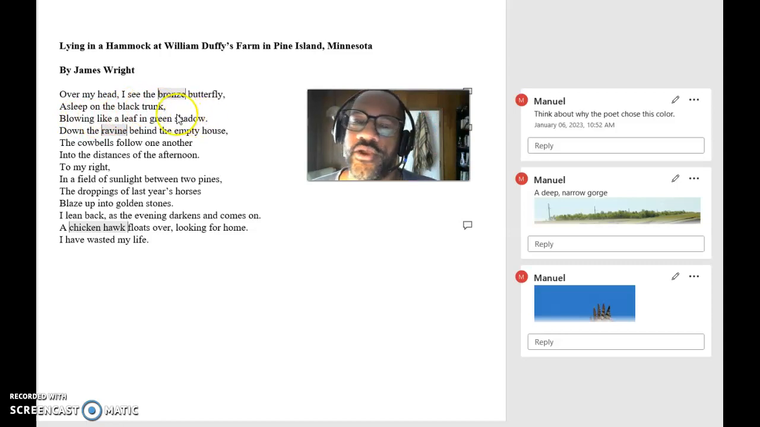In green shadow. That's an interesting line here because a shadow is the place that blocks the light, and so shadows don't usually have a color, right? They're usually black. But here he's going to be underneath a tree. You can see maybe the sunlight coming through those leaves. That's going to create this green shadow, right? And so there are a lot of colors in here, really giving us a sense of where we are in this rural setting. And again, I think it seems very positive. He sees a butterfly, blowing like a leaf in the green shadow, right?